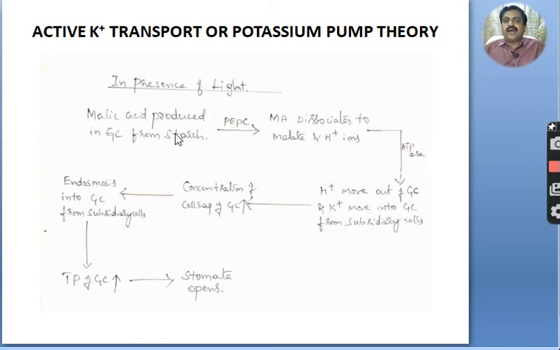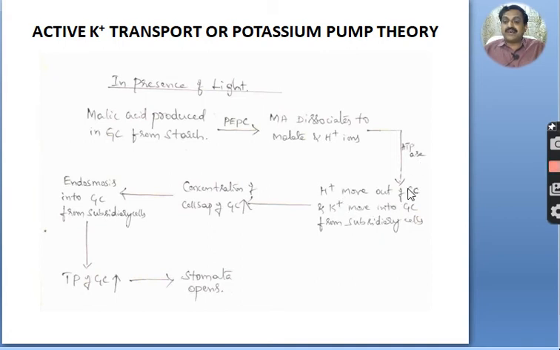This malic acid is an unstable acid that dissociates to form malate ions and H plus ions. This story is taking place inside the guard cells. So the H plus ions thus formed in the guard cell, by using the enzyme ATPase, move out of the guard cells.